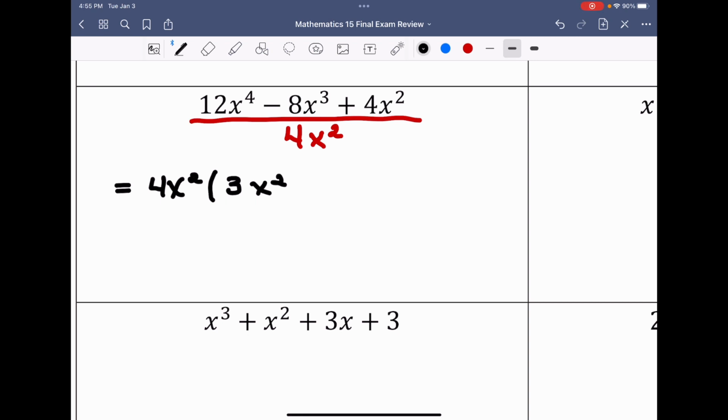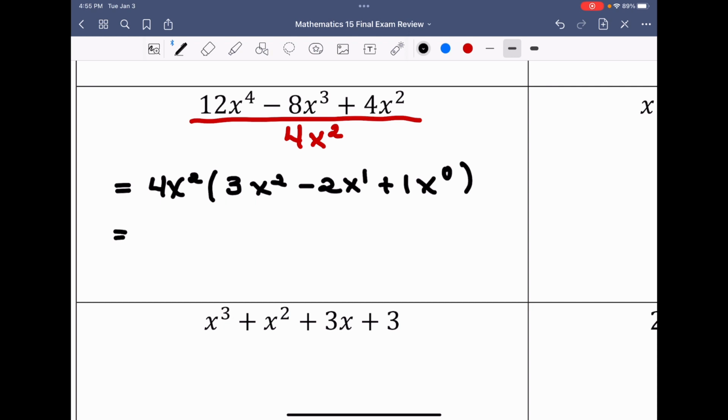Negative 8 divided by 4 is negative 2. x cubed divided by x squared by quotient rule is equal to x^1. And then finally, 4x squared divided by 4x squared, that's the same thing. Or 4 divided by 4 is 1, and x squared divided by x squared gives you x^0. This is simply just equal to 1, but maybe I'll show that in the step here. So 4 divided by 4 is 1, x squared divided by x squared is x^0.